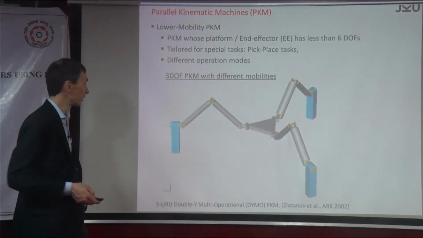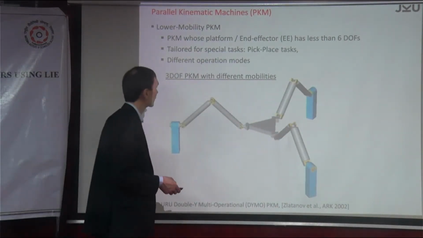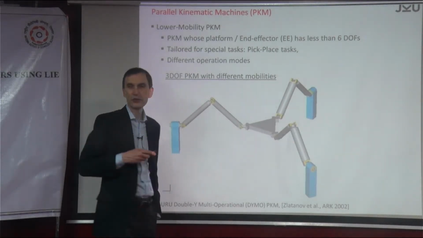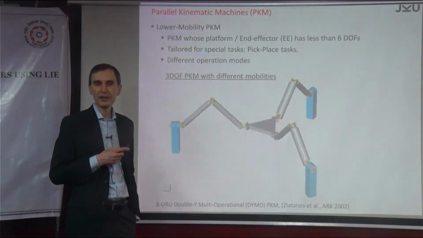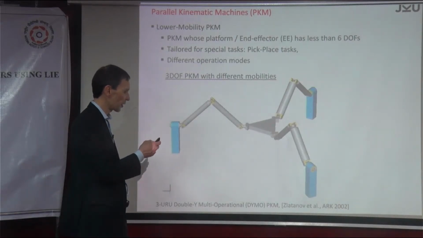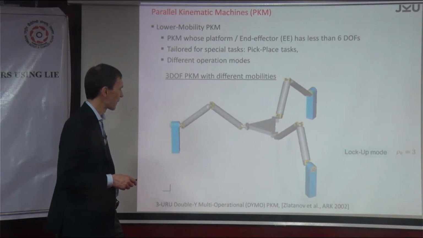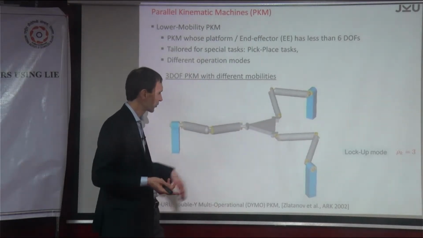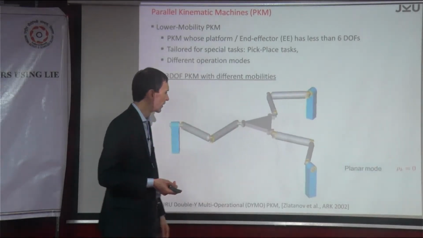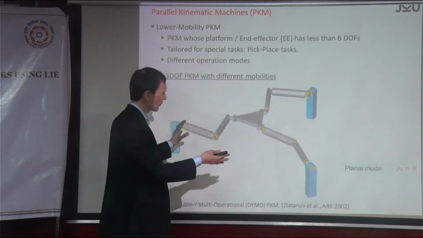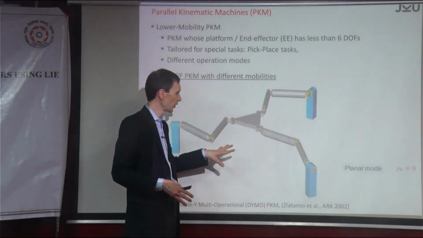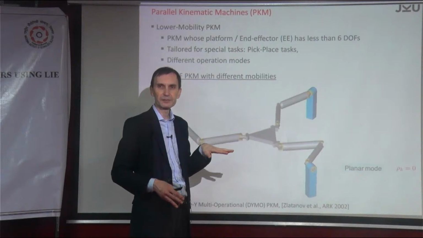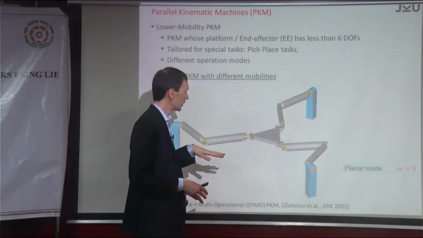Okay, and then finally, there's an example. Because the question here is, what's the degree of freedom of the system? And that's not easy to say, because that is an example where the degree of freedom is changing. What you see here is what we call a lockup mode, because if you look at the platform, it cannot move. But once it switches, it goes through what we call a singularity. The platform can move in the plane. Okay. And that's the planar mode.